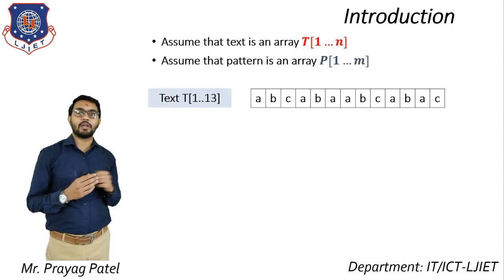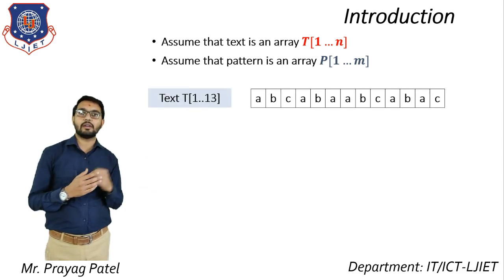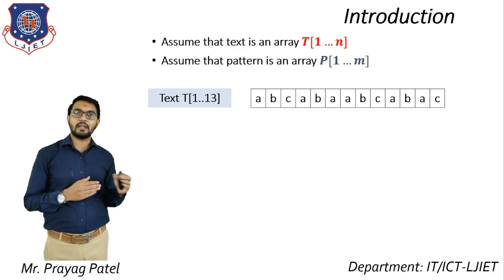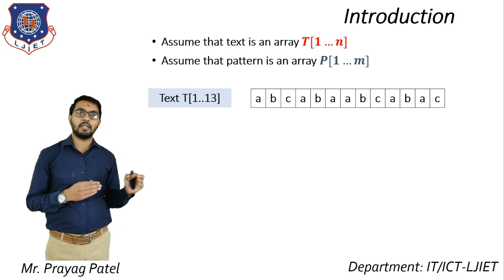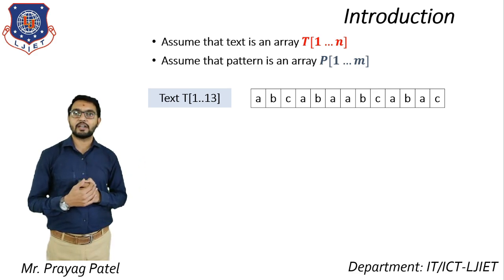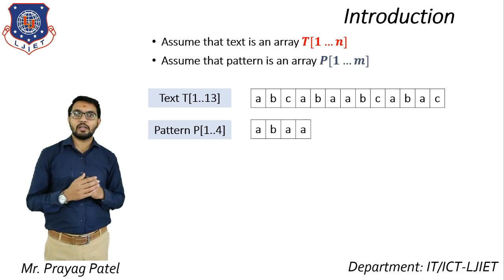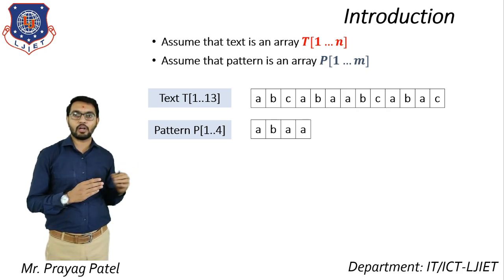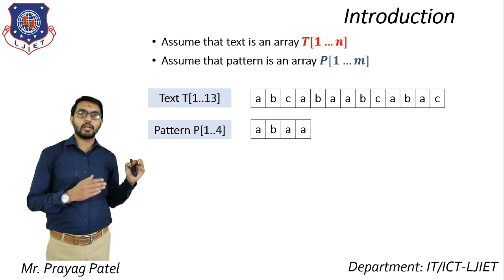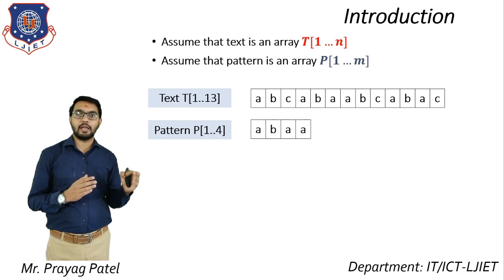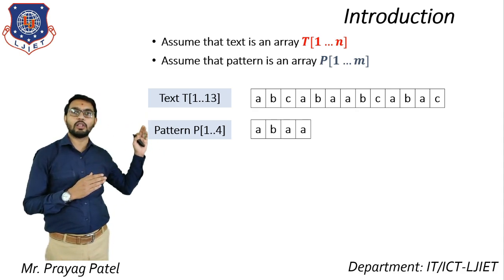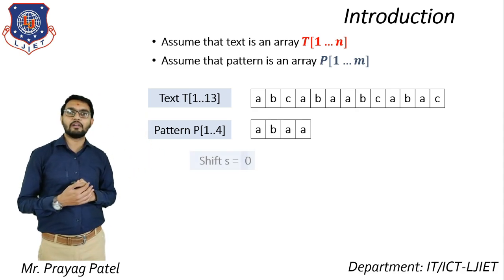Now consider one example. Text T[1 to 13] means a total of 13 characters in the given text: A B C A B A A B C A B A C. This is the text. Now consider the pattern P[1 to 4]. The length of the pattern, the size of array P, is 4, with locations 1 to 4. The given pattern is A B A A. Now you want to find the pattern in the given text. Both things are given to you. Now find the pattern one by one.